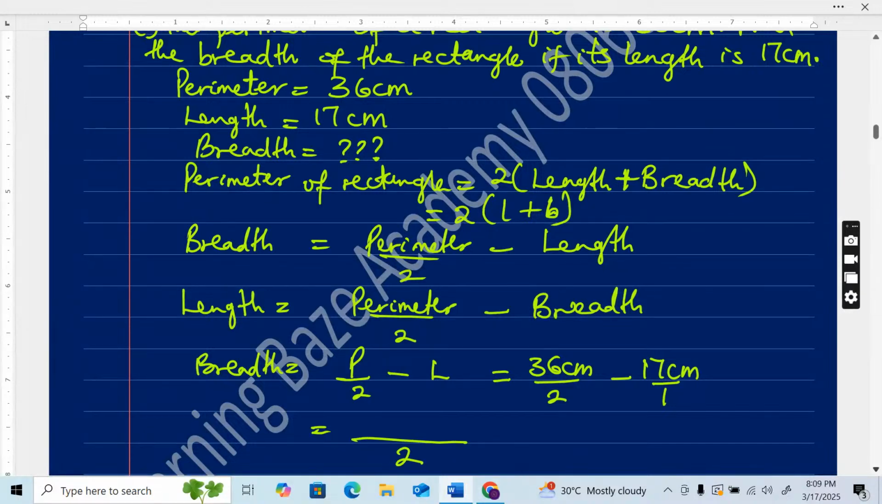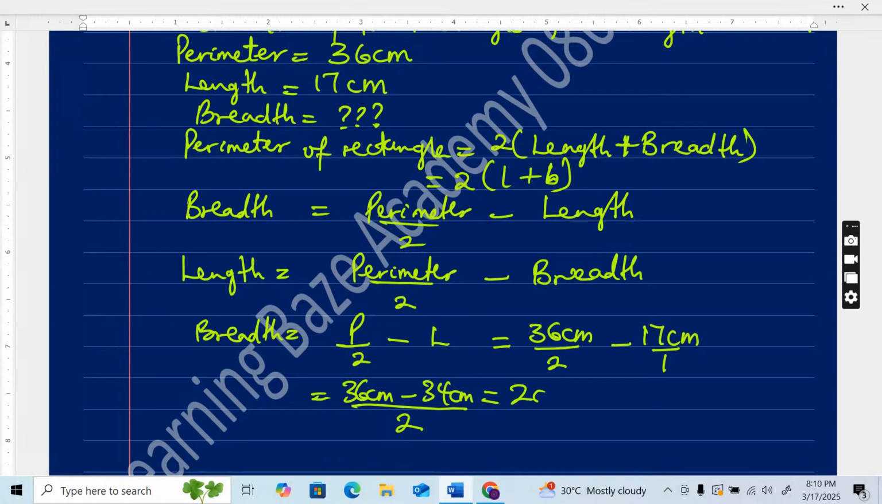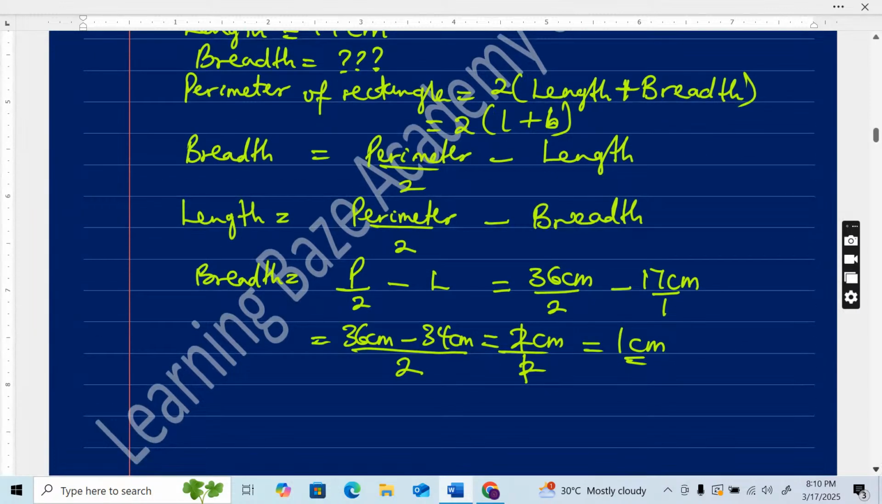2 goes into 2, that's 1. And 1 times 36, that is 36 centimeters. Minus 1 goes into 2, that's 2. And 2 times 17 centimeters, that will give us 34 centimeters. So 36 minus 34 centimeters, that will give us 2 centimeters. So we have 2 centimeters divided by 2. When you divide 2 by 2, the answer will be equal to 1 centimeter. So the breadth we are looking for is 1 centimeter.